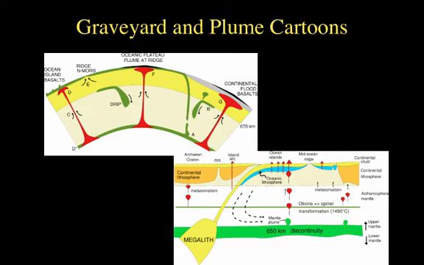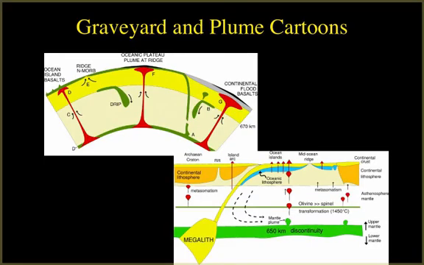This is another cartoon just to show these subduction graveyards and these mantle plumes originating at the D double prime layer, demonstrating to us again that we have a lot of heterogeneity and cycling with this convection that is mixing crustal and mantle material.